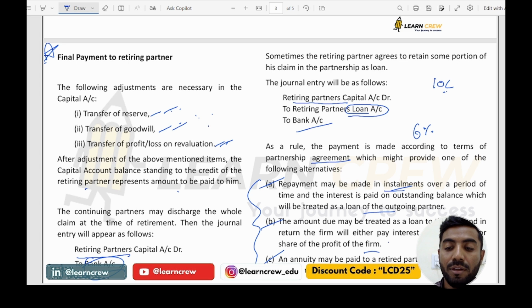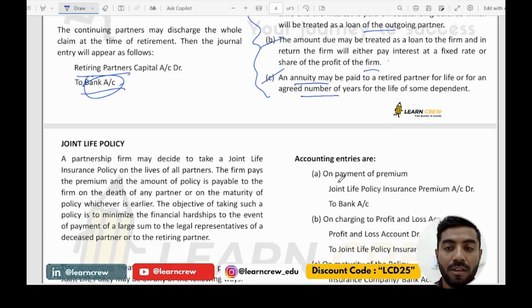Or an annuity may be paid to the retired partner for life or for an agreed number of years, or for the life of some dependent. The annuity amount can also be paid to the retiring partner up to a certain number of years. They say yearly so much amount, a lump sum amount, can be paid in order to clear the balances. In the question, it will be given which approach is to be followed. Okay, accordingly we can follow that.